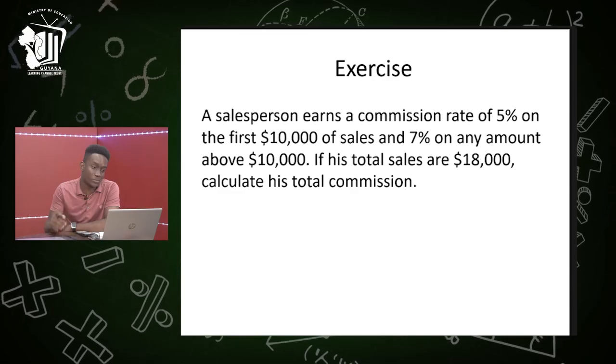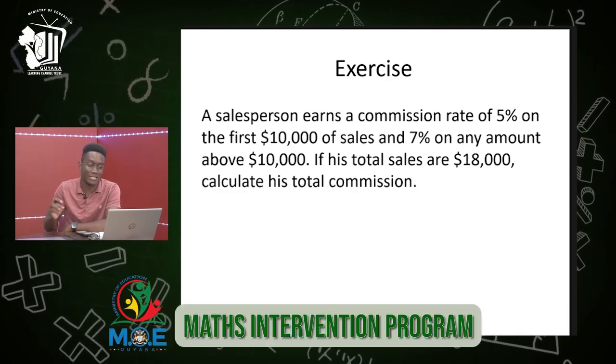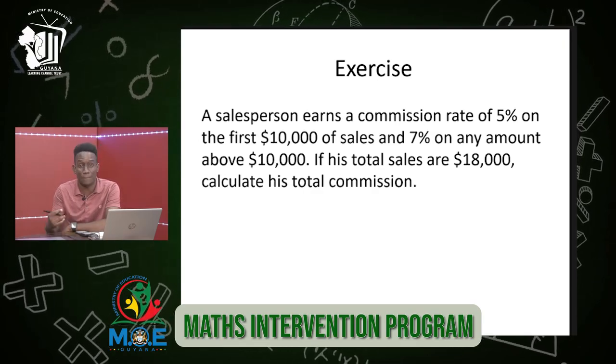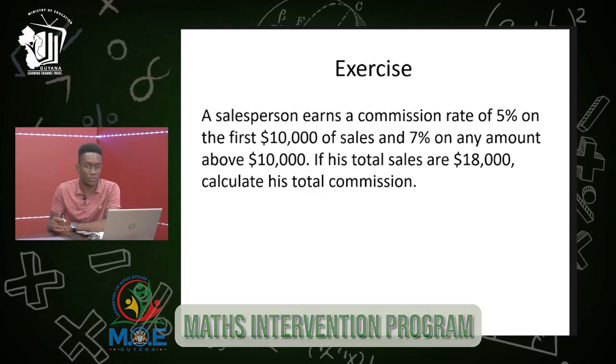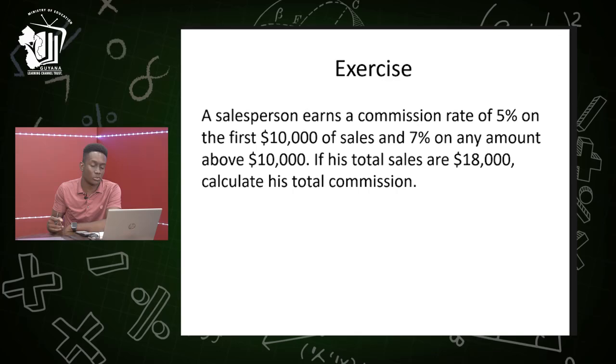So let's look at the last question on the commission. This question is similar to the one that we previously did, so you can probably pause and then work it out, and then check your answer with my answer. So this question says, a salesperson earns a commission rate of 5% on the first 10,000 of sales and 7% on any amount above 10,000. If his total sales are $18,000, calculate his total commission.